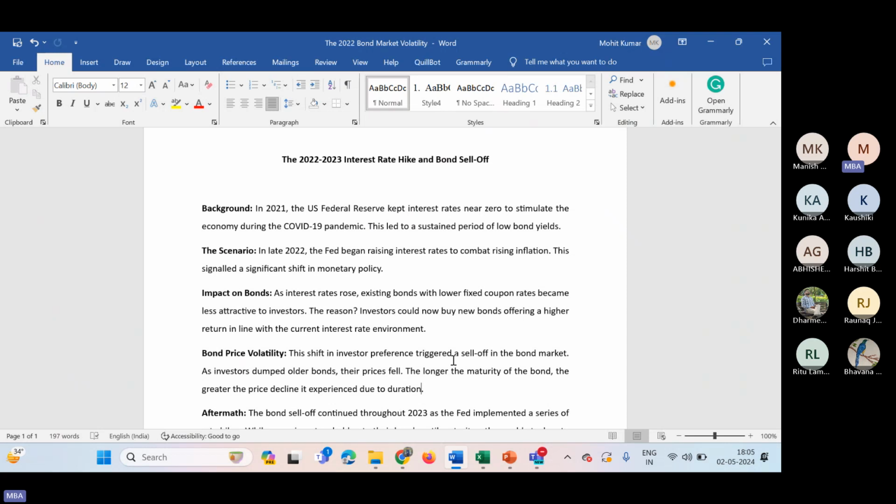The scenario was, in 2022, the Fed began raising the interest rate to combat rising inflation. So this signaled a significant shift in monetary policy. Once they kept the interest rate near zero, now they suddenly started increasing the interest rate, because the inflation was so high and they wanted to combat it. Okay, what happened on the bonds? As interest rates rose, existing bonds with lower fixed coupon rates became less attractive to investors. Obviously, because investors could now buy new bonds offering a higher return in line with the current interest rate environment.